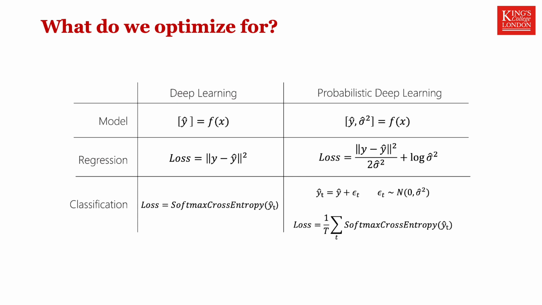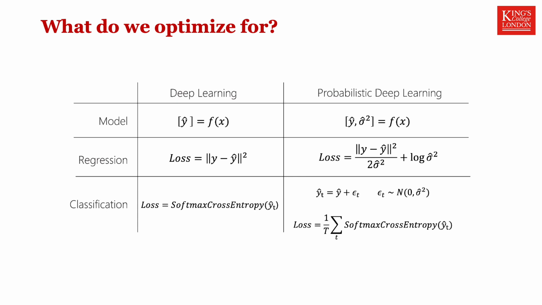While in a probabilistic deep learning setting, you want your function f to be a function of your input data x, but you want your function to give you two things back. You want your function to give you a mean prediction, which is the y hat, but you also want your function to give you a variance squared, which is the uncertainty of the model.